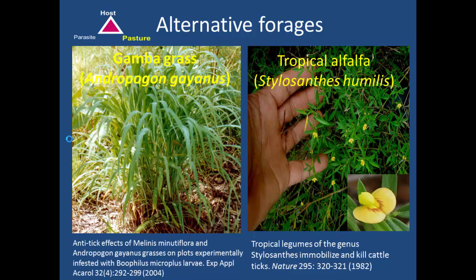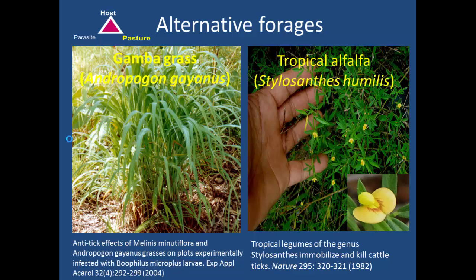One of these studies was published in Nature back in 1982. They evaluated the anti-tick properties of different species of the tropical alfalfa, Stylosanthes, and they did so by infesting experimental plots with larvae and then they dragged a flannel cloth to see how many of those ticks could be recovered.